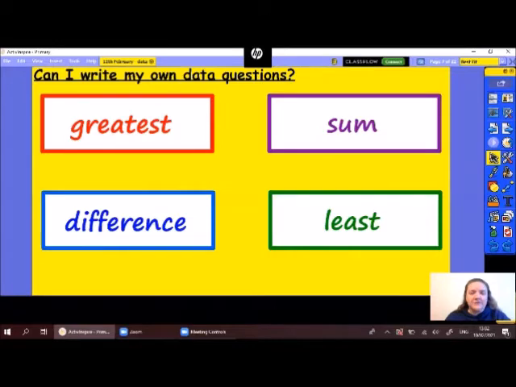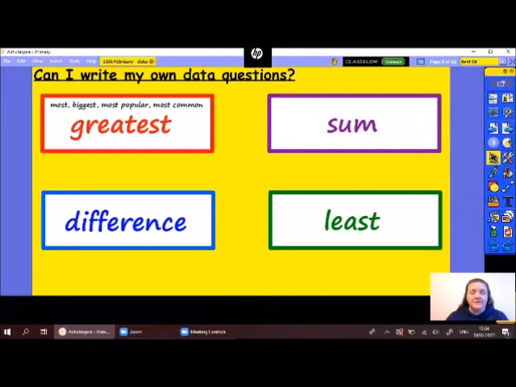So the first one I'm going to look at is the red one here, the word greatest. What does that mean? In maths, it doesn't mean the best. It actually means the biggest. So there are other ways to say greatest, including most, biggest, most popular, or most common. If something is common, it means it happens a lot. So the most common is the one that happens the most.